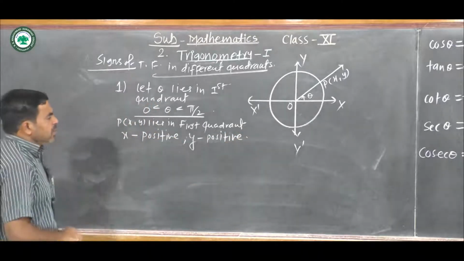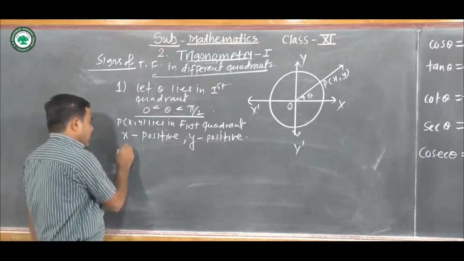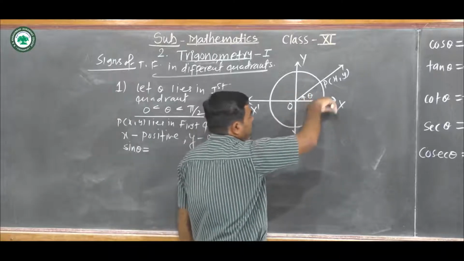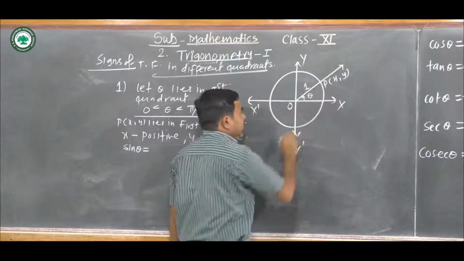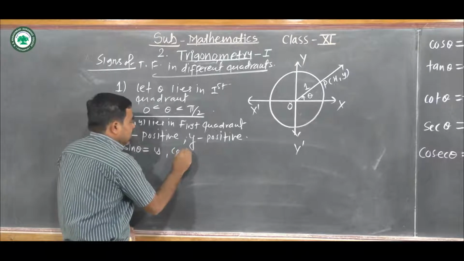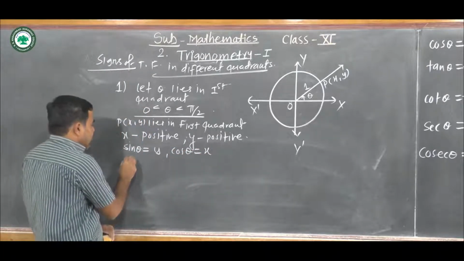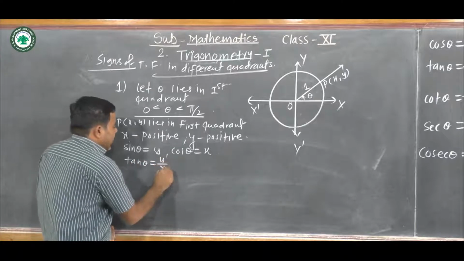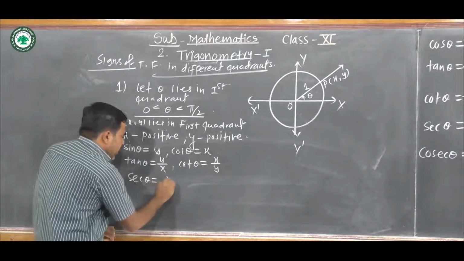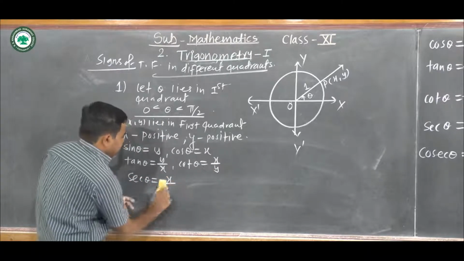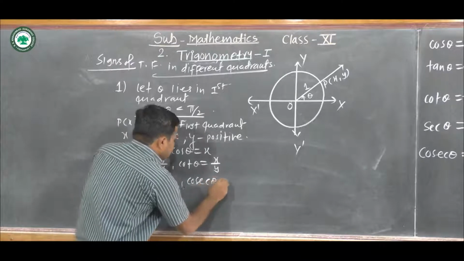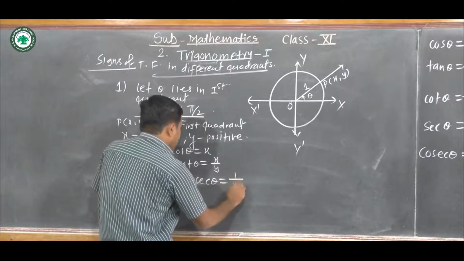And we have just seen the 6 trigonometric ratios. If this is the circle with center at origin and radius 1 unit, means r is equal to 1 unit here, then sin theta is equal to y, cos theta is equal to x, tan theta is equal to y upon x, cot theta is equal to x upon y, sec theta is equal to 1 upon x, cosec theta is equal to 1 upon y.